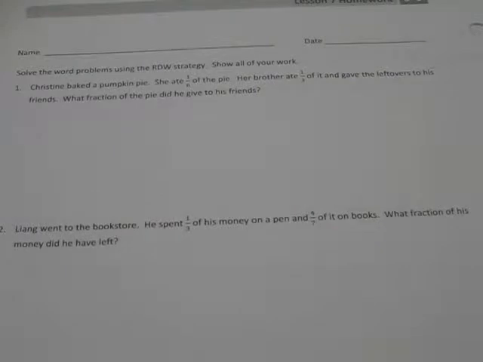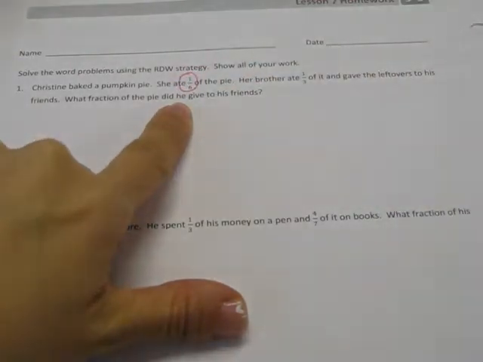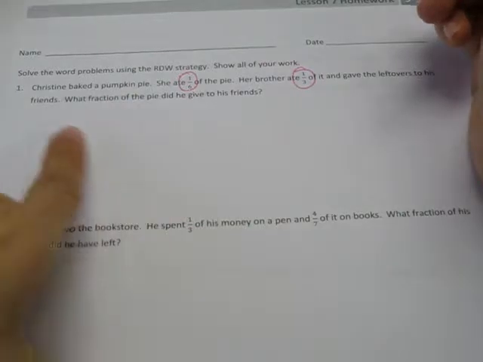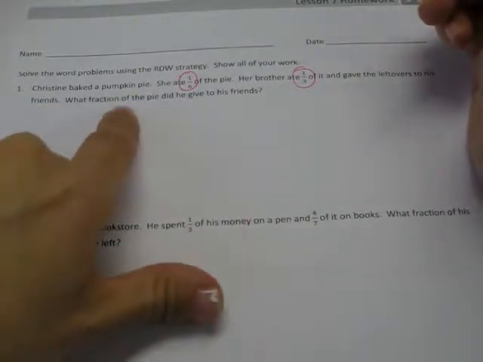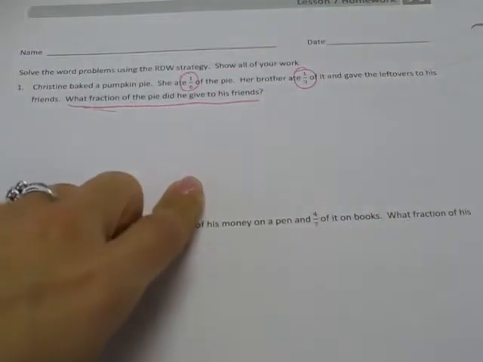It says, Christine baked a pumpkin pie. She ate 1/6 of the pie. Her brother ate 1/3 of it and gave the leftovers to his friends. What fraction of the pie did he give to his friends? So we want to know the fraction of the pie that he gave to his friends.